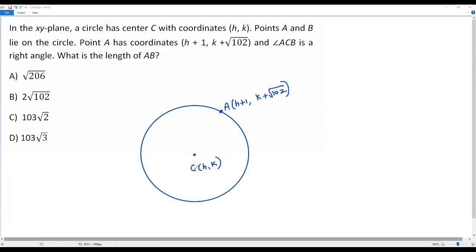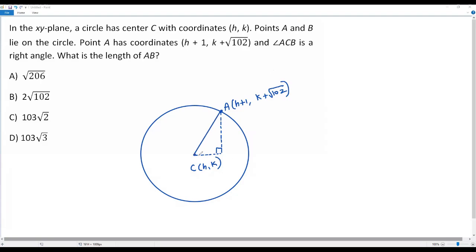Okay, now let me draw a dotted horizontal line segment from the center of the circle, and also a dotted vertical line segment from the point A to this horizontal line segment. Okay, here we have a right angle, and also let me connect the center of the circle and the point A. Now I got a right triangle over here.